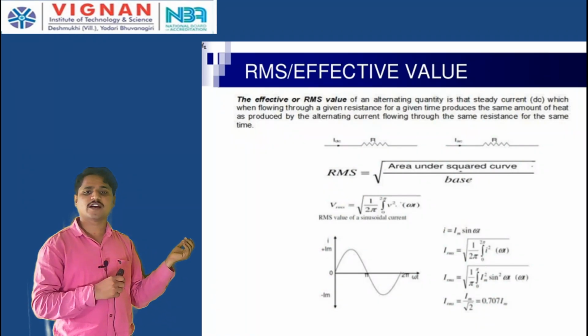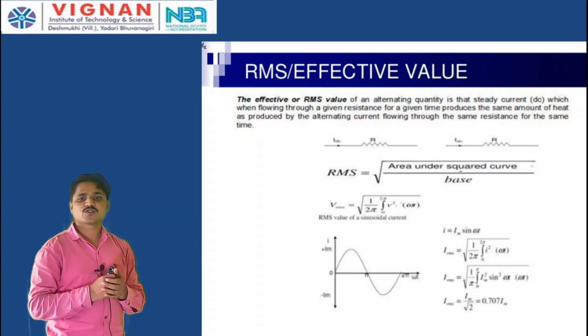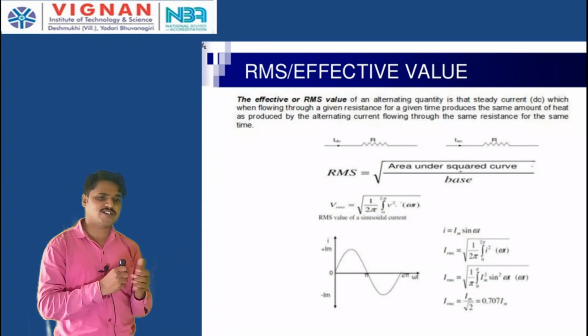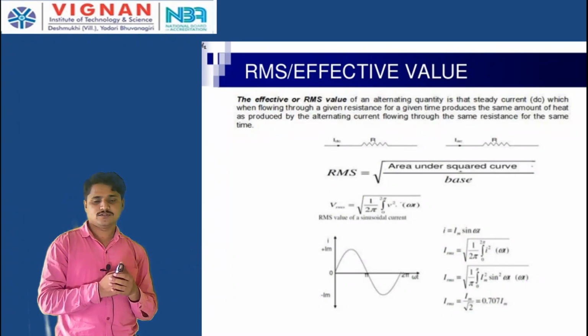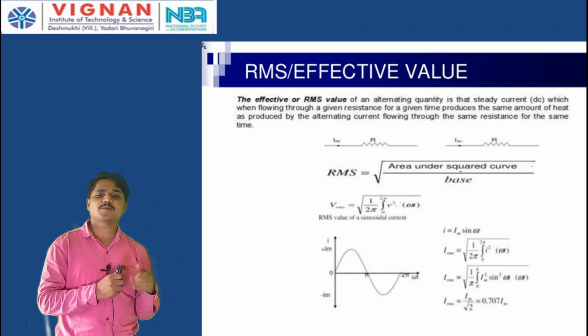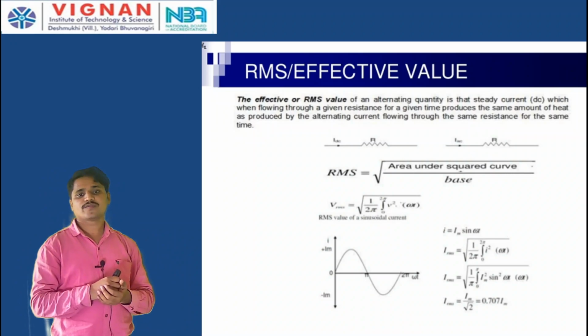Therefore, you substitute that, I RMS is equal to square root of 1 by pi, integral 0 to pi, Im square sin square omega t d omega t. How to integrate sin square omega t? It is difficult directly, so you write it as 1 minus cos 2 omega t by 2, and if you calculate that you will get I RMS is equal to Im by root 2. That means 0.707 into Im, that means 70.7% of the maximum value.